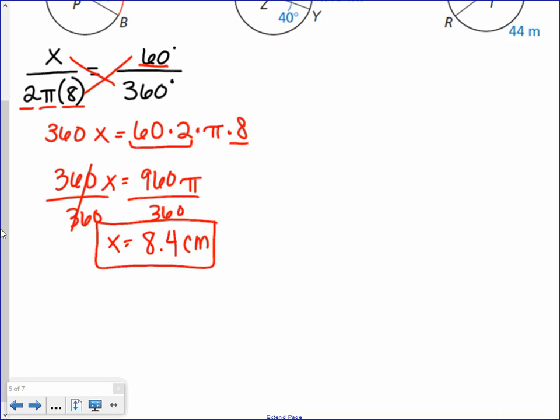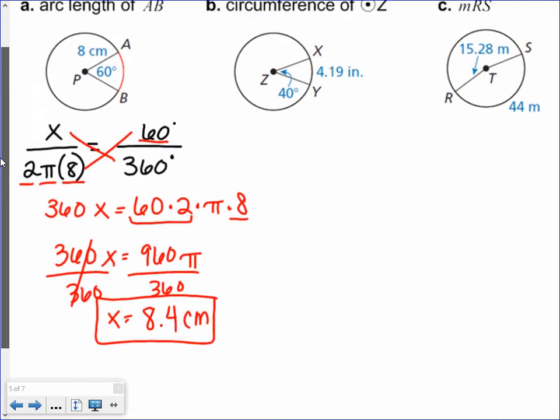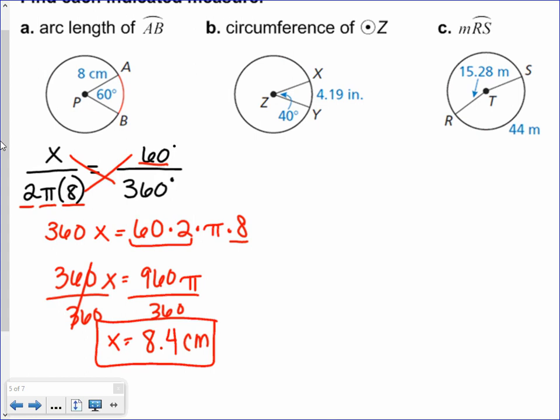You only put it in degrees if they ask for arc measure. Okay, let's go to the next one. You're going to use the same proportion this entire time, but they're asking you for different pieces of it. The 360 never changes. Never, ever, ever changes.